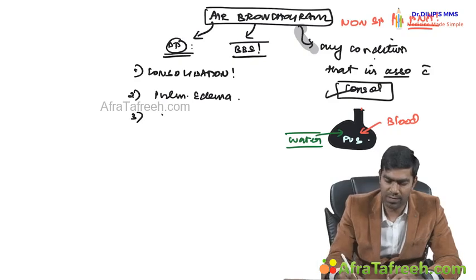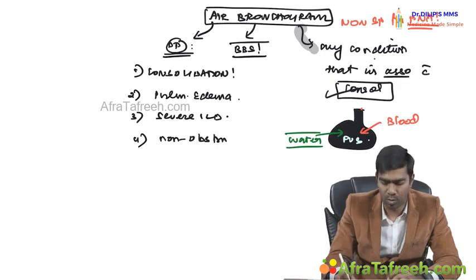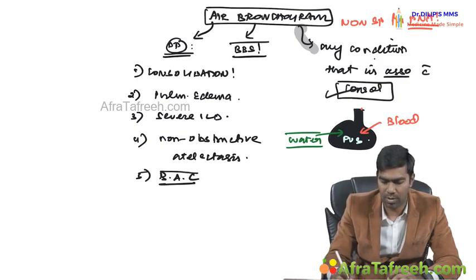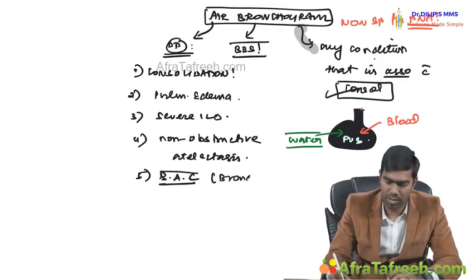Then you have severe interstitial lung diseases that can produce these air bronchograms. Then you have something called non-obstructive atelectasis. Obstructive atelectasis generally doesn't show air bronchograms. Non-obstructive collapses, non-obstructive atelectasis, tend to show air bronchograms. Then certain cancers like bronchoalveolar carcinoma.